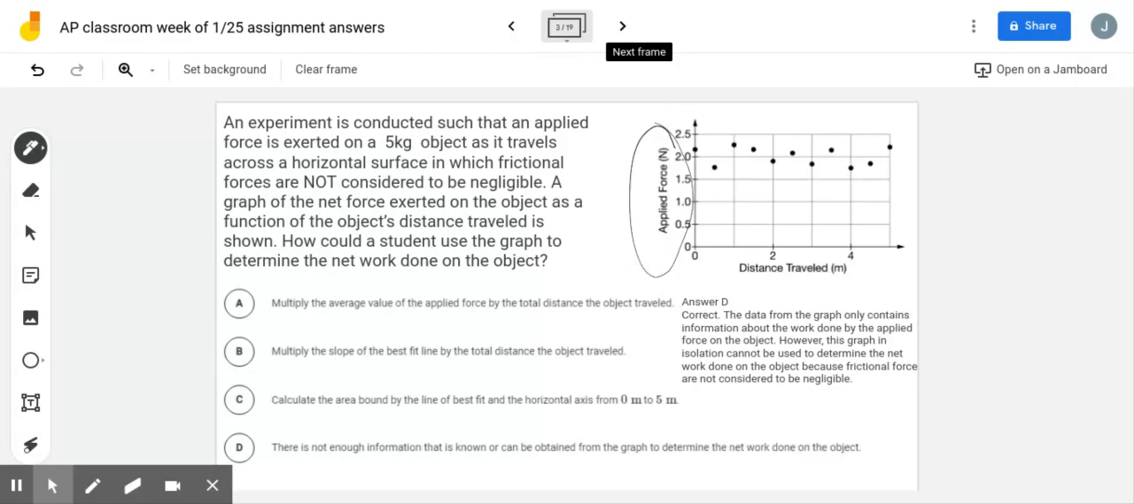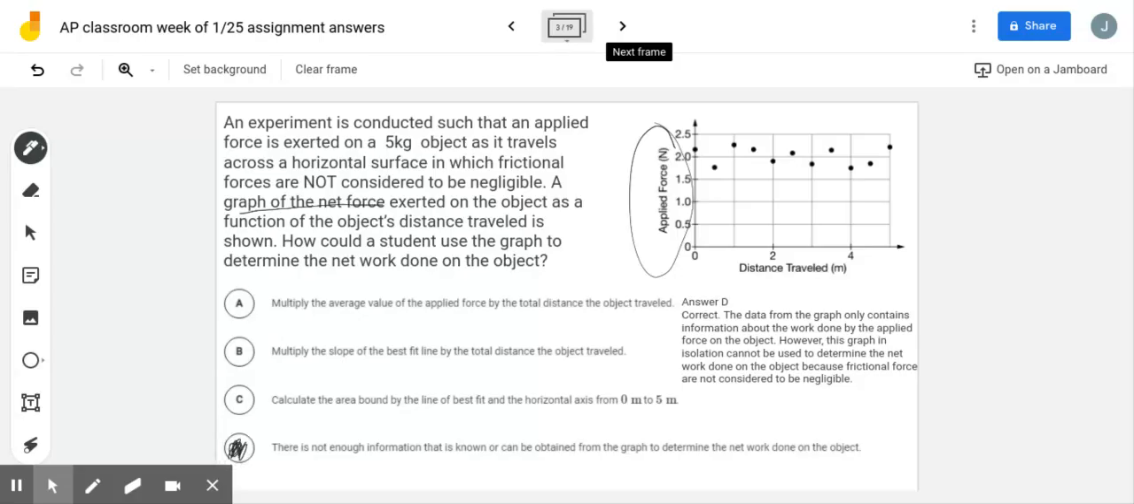I think they screwed this question up, if I'm being honest, because it clearly says a graph of the net force is shown. And that's not what it did. But anyway, okay, so they screwed up. But really the answer is D, because there's not enough information.